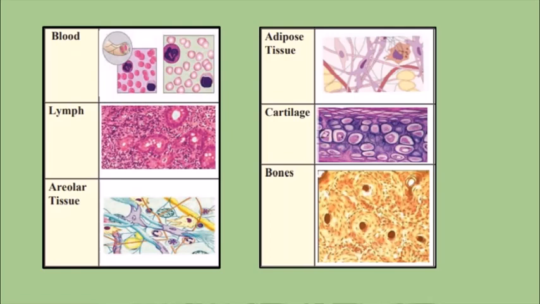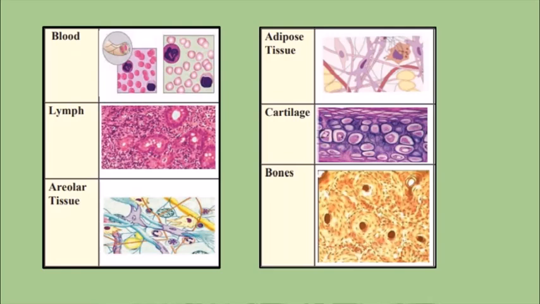Third one is the alveolar tissue. Now these are loosely arranged tissues. They are also jelly-like substances and they have elastic fibers. These are present in between the skin, the muscles, and also around the blood vessels, and they help to support our internal organs. The fourth one is the adipose tissue.